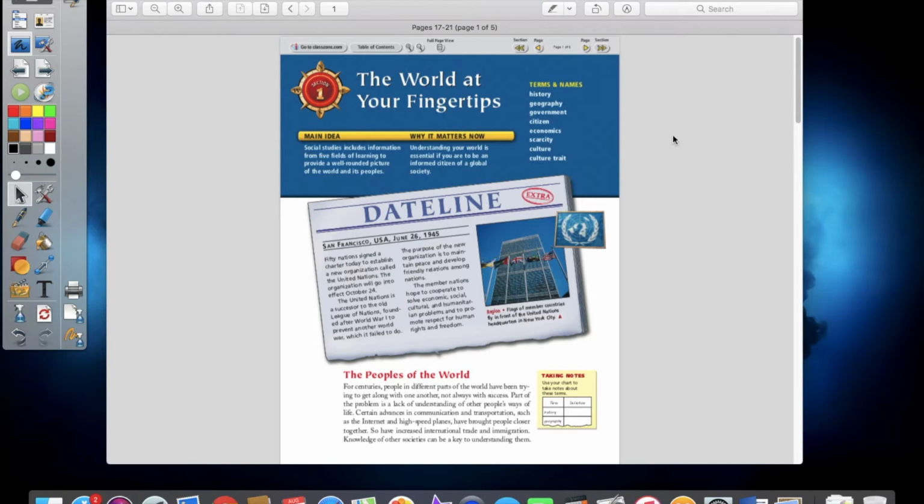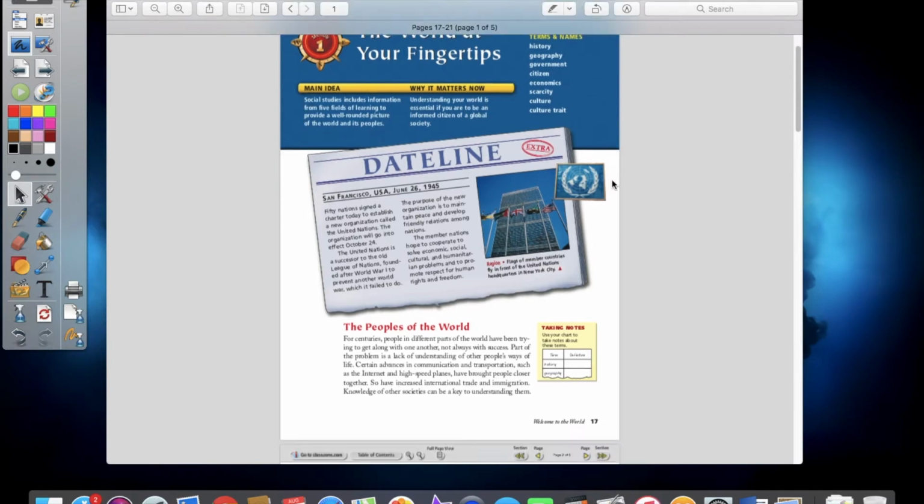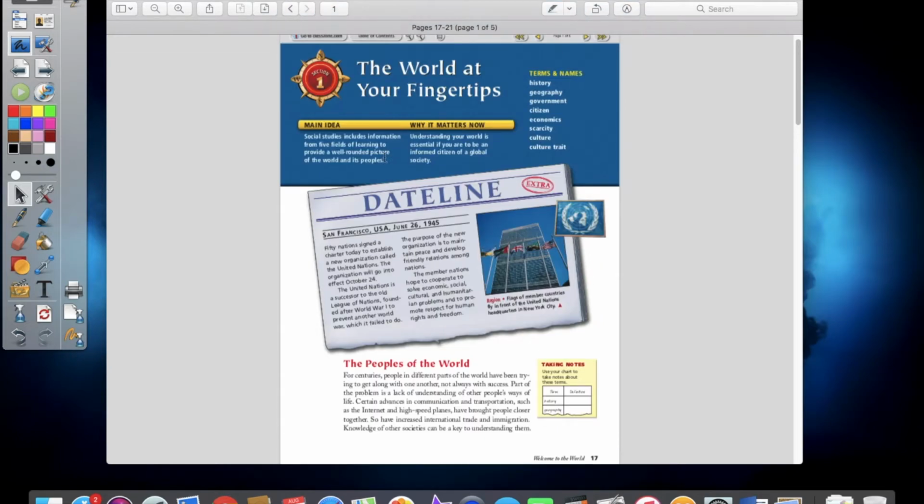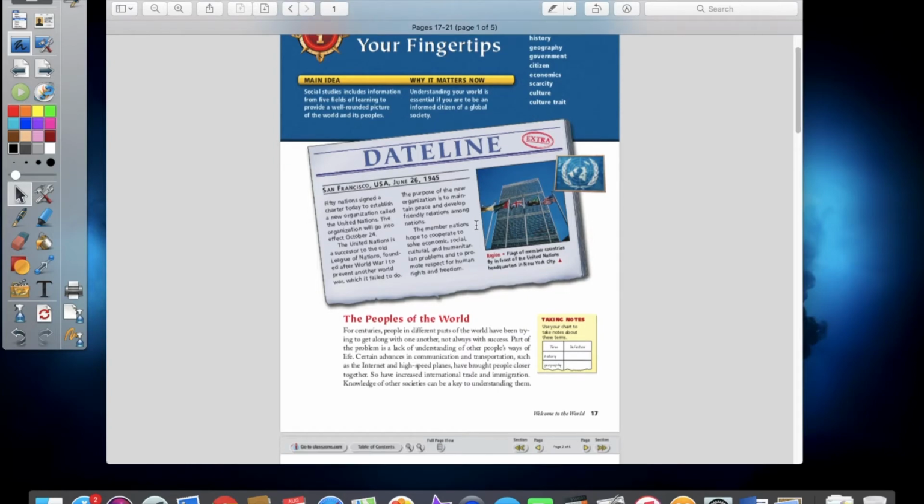First of all, let's talk about The World at Your Fingertips real quick. As you can see here, this dateline is talking about the UN, the United Nations. The reason we're talking about the United Nations in this dateline is for one very simple reason. As time goes on, the international community of our planet is becoming more interconnected with every passing year. People are becoming more interconnected, and cultures and ideas are exchanging at faster paces. The reason this is the case is the increase in technology as time goes on.